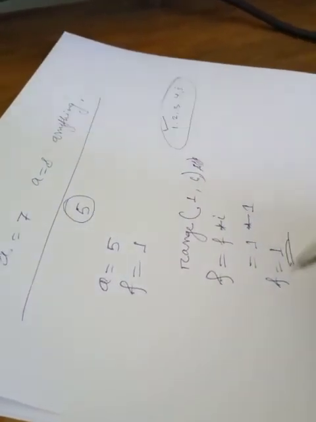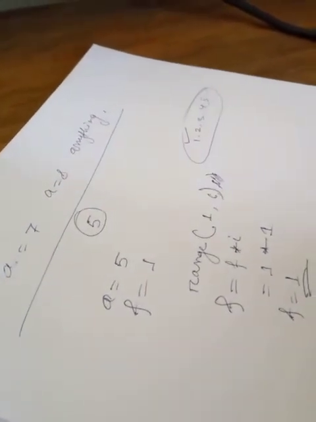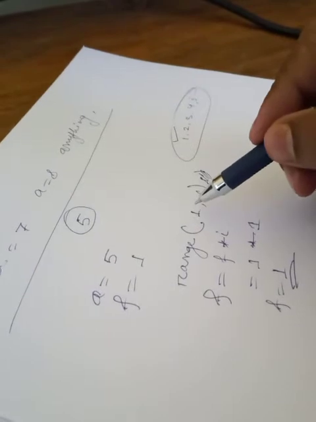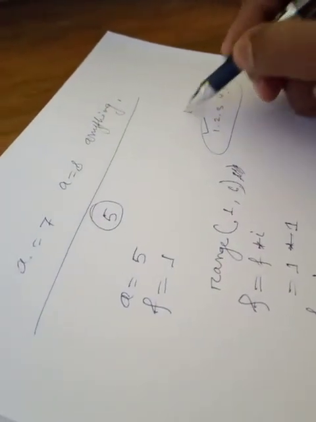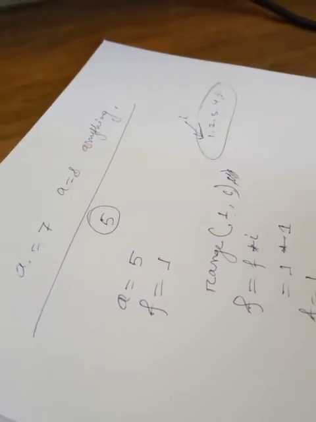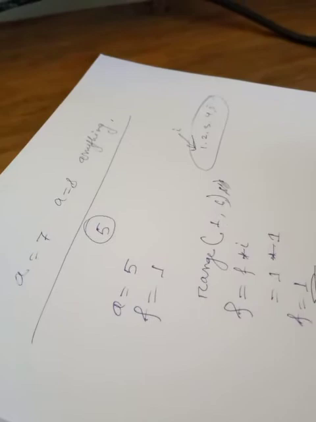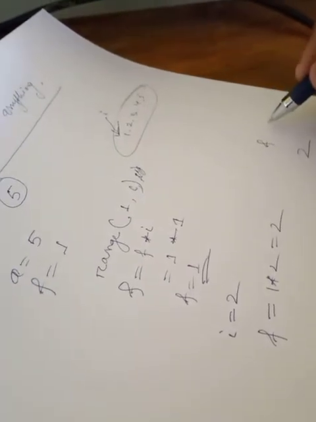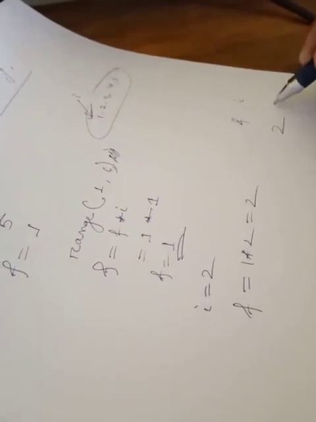Next time, I is going to become 2. First time I is 1. These are the values of I. First it was 1, next I will become 2. Now f was 1, right? 1 into 2 equal to 2, so f will become 2. Understood? Now the value of f is 2 and the value of I, at the moment, is equal to 2. Next, again I will become 3.